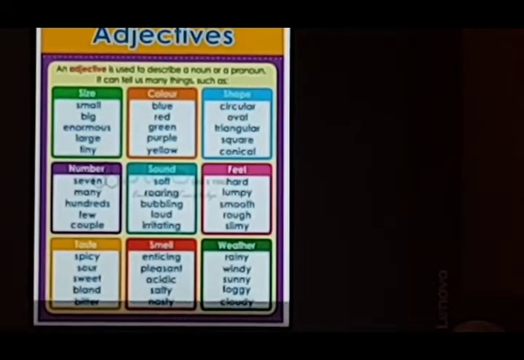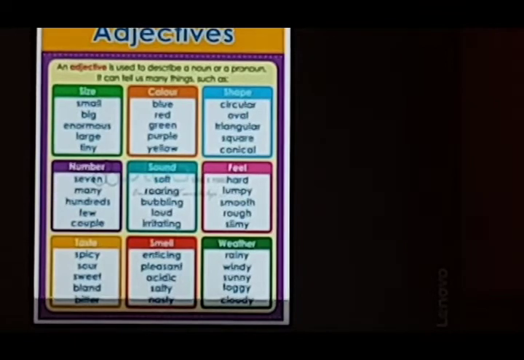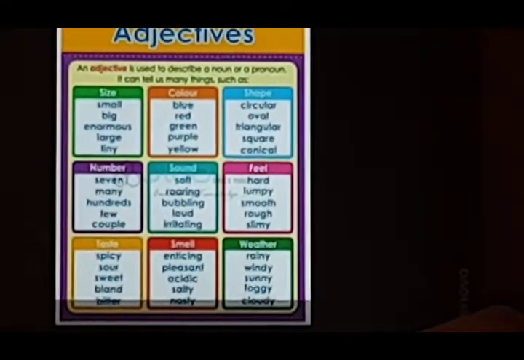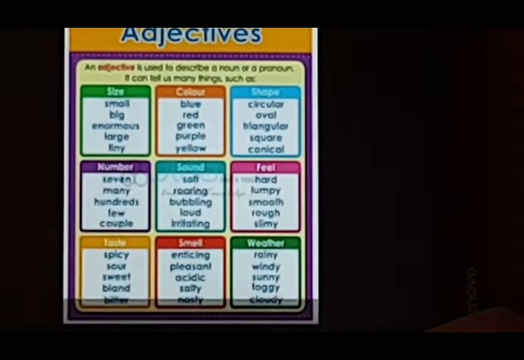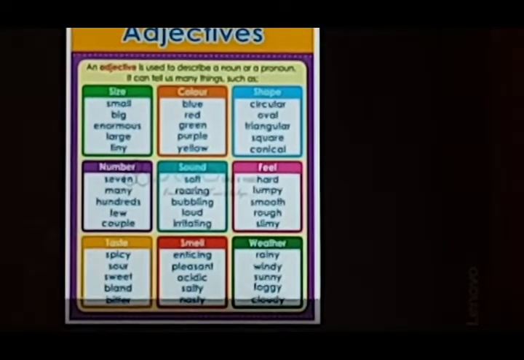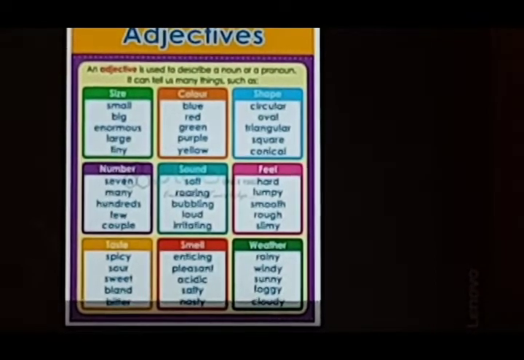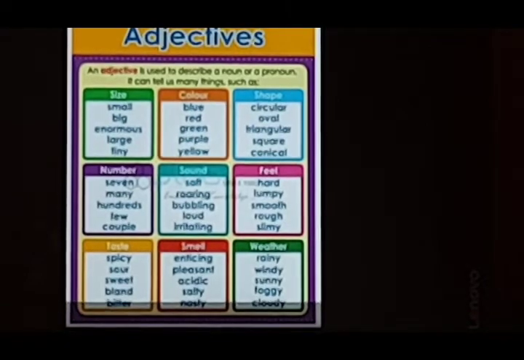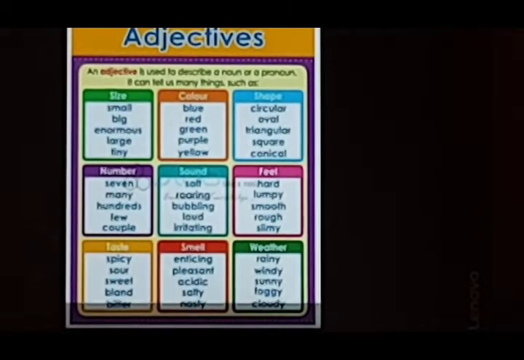And they describe the color of the nouns. What else do they describe? They describe shape. They describe number. They tell us about the sound. They tell us about the feel. How do we feel after we touch a noun? And what do we feel when we taste some noun?